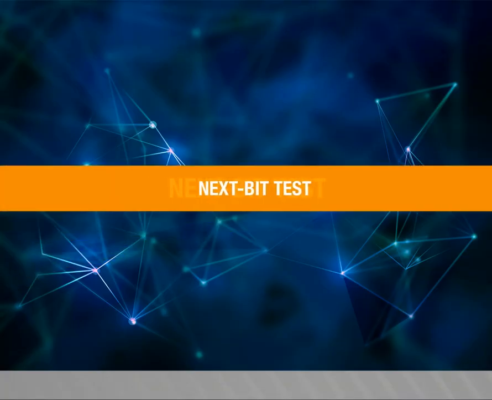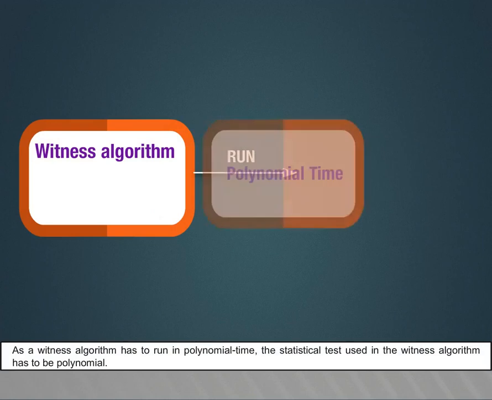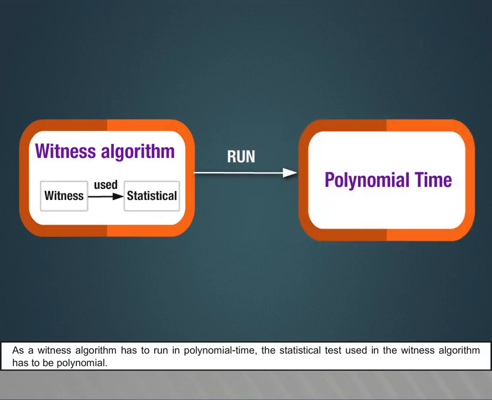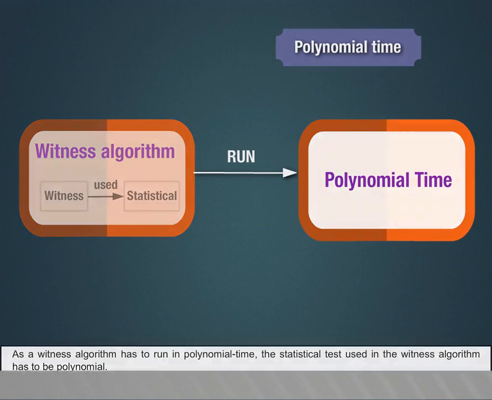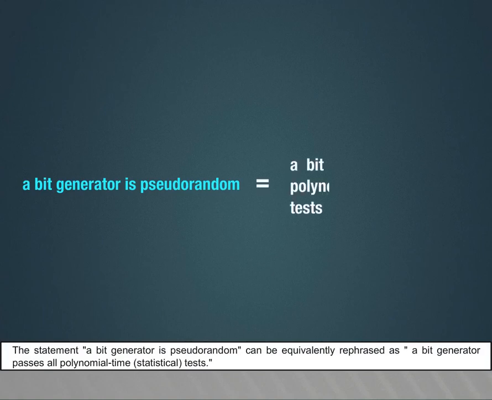Next bit test. In this video, we are going to learn about the next bit test. Any witness algorithm applies a statistical test. As a witness algorithm has to run in polynomial time, the statistical test used in the witness algorithm has to be polynomial. The statement, a bit generator is pseudo-random, can be equivalently rephrased as a bit generator passes all polynomial time, that is statistical, tests.